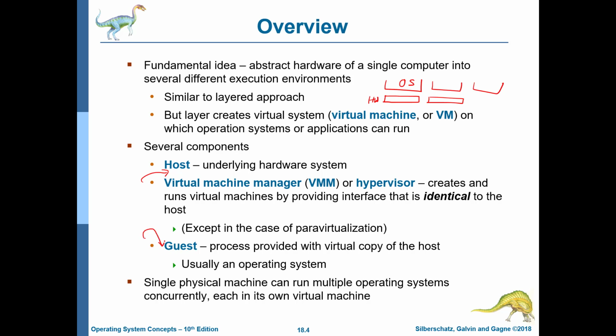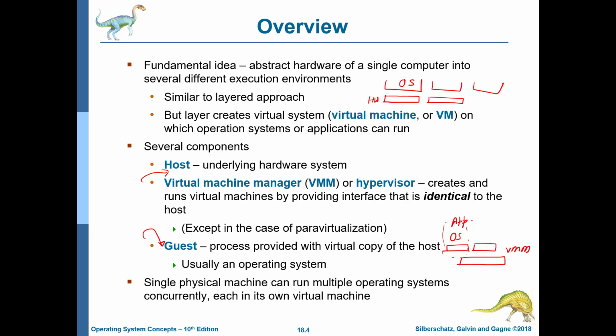And then we'll have a guest. The guest is a process which is provided with a virtual copy of the host. Basically what happens is that if we have a single hardware, we will run a VMM on top of it, which will create multiple virtual machines. Each virtual machine will run an operating system. And in this setup, on top of the operating system, regular applications will be running.